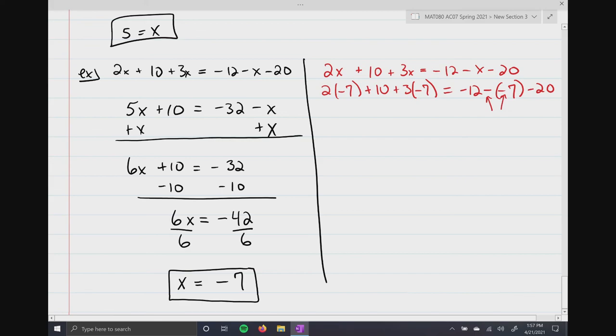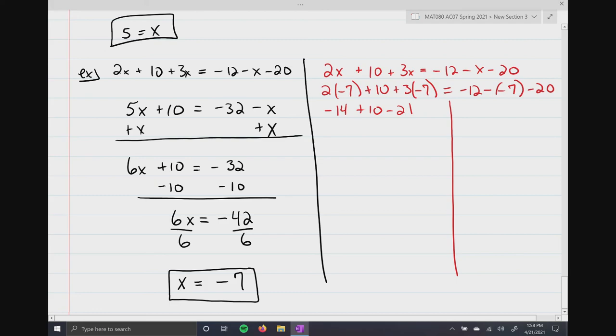So here's what we're going to do. We're going to do this one step at a time. I'm going to draw a little red line. And we're going to simplify the left-hand side first. Then we'll simplify the right-hand side. And we should get the same exact result on both sides. So 2 times negative 7 is negative 14 plus 10. And then 3 times negative 7 is negative 21.